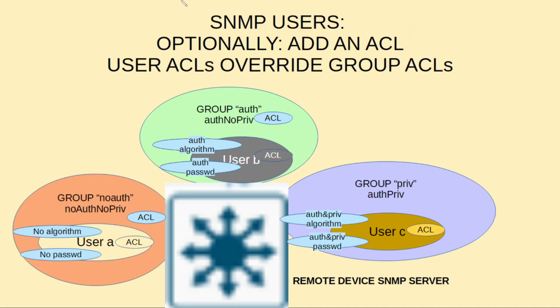Now, we can also assign a particular access control list to a particular user. If the group already has an access control list, the user access control list will override whatever we configured at the group level.